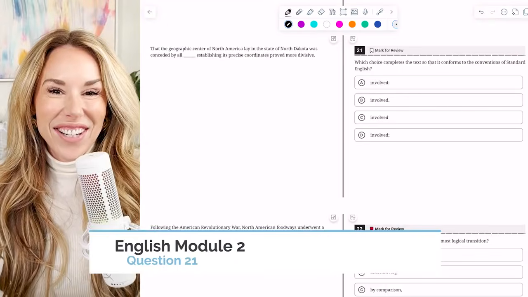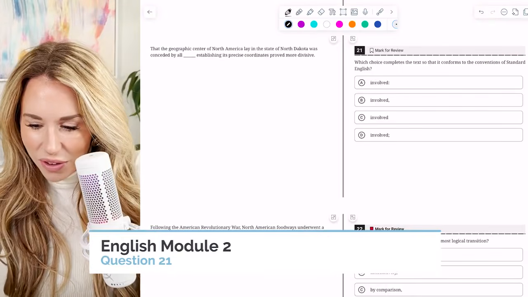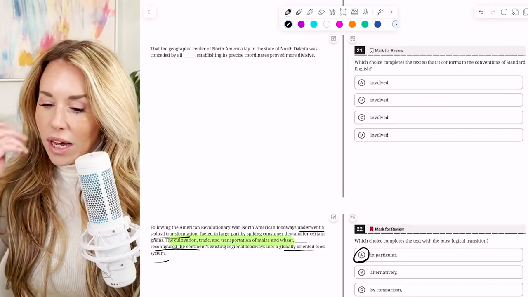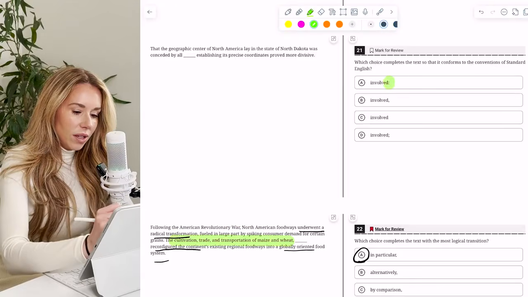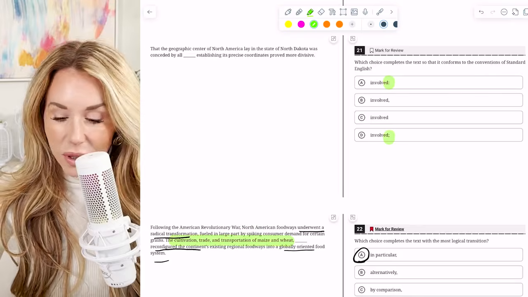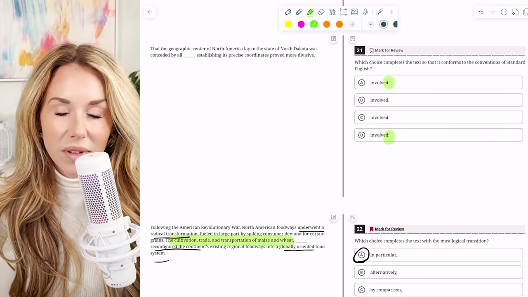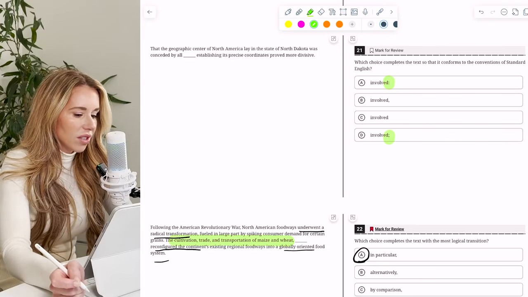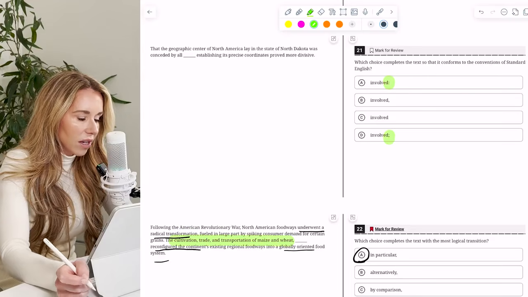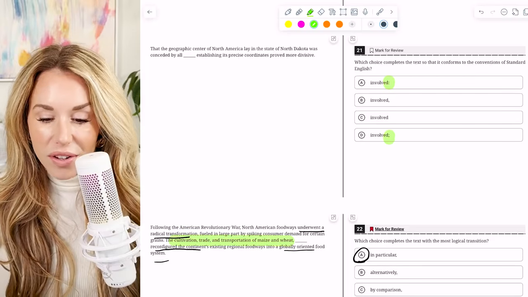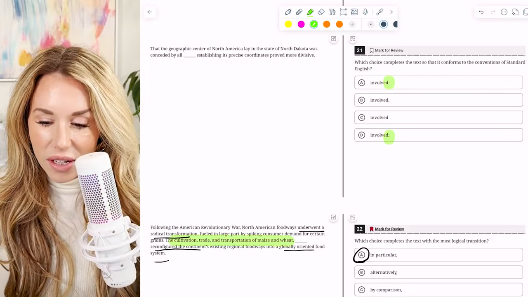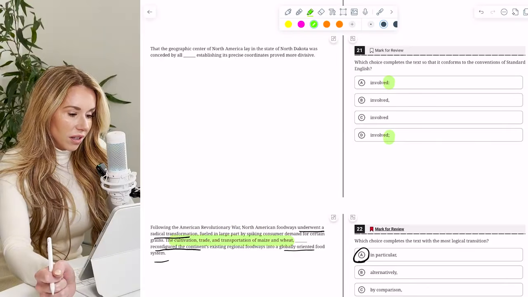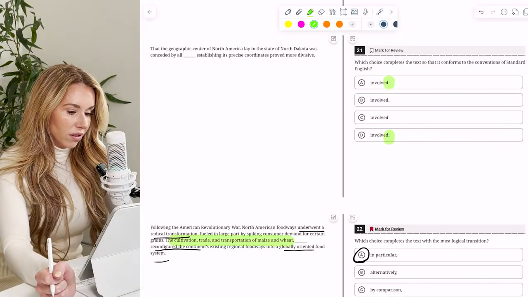All right, now we're on to grammar. We have 4 answer choices. You can choose between a colon and a semicolon, even though they both separate 2 complete sentences. So I'm definitely going to be trying to figure out if either one of those makes more sense. And then we also have a comma and no comma. We have that the geographic center of North America lay in the state of North Dakota was conceded by all involved. Establishing its precise coordinates proved more divisive.